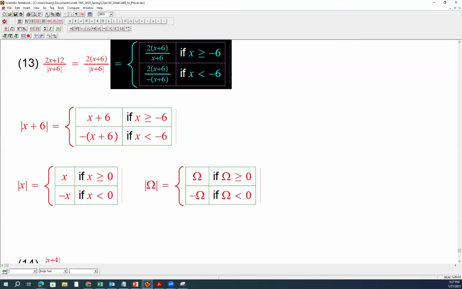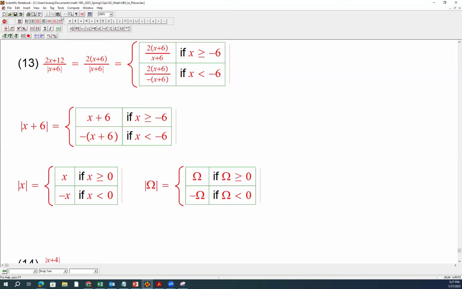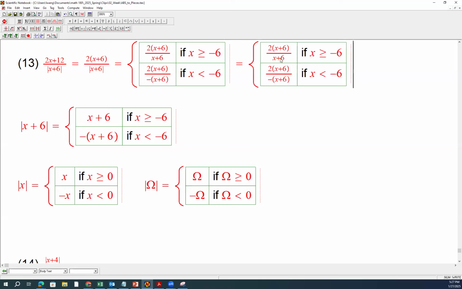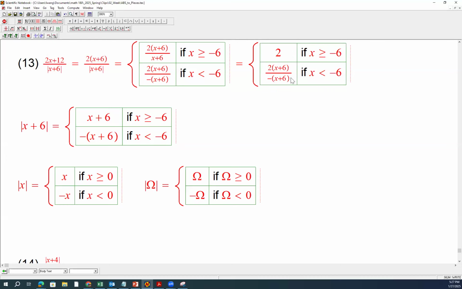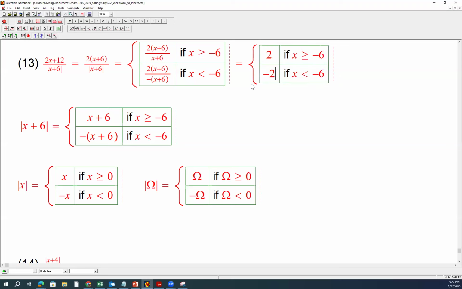Now continue to reduce it. So x plus 6 and x plus 6 are reduced. So that's going to be positive 2. And there's a negative x plus 6, the 2 parentheses reduced. So this is going to be negative 2. Finished. That's how we apply this property.